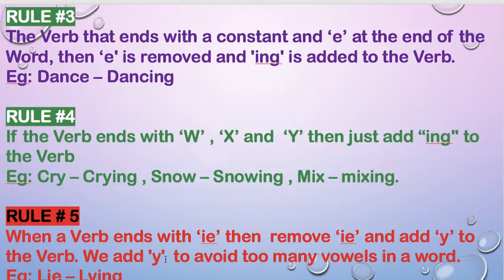Example, lie, L-I-E. So we have I-E at the end. We are dropping I-E, adding Y, and after Y we are adding I-N-G to the verb. So lie will become lying. Students, I hope you understood all the rules. All these rules we already discussed in the previous video, but to refresh the previous knowledge, I have discussed all these rules once again. Okay students, now let us go to the exercise.